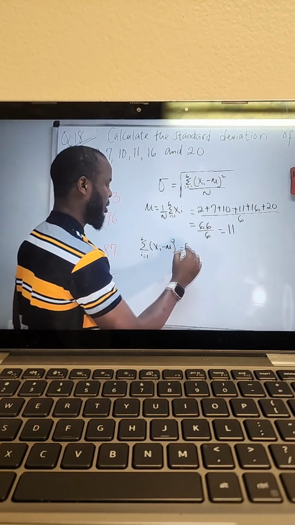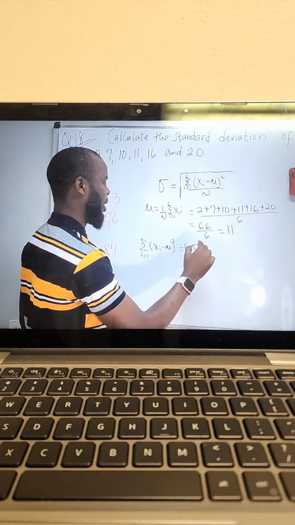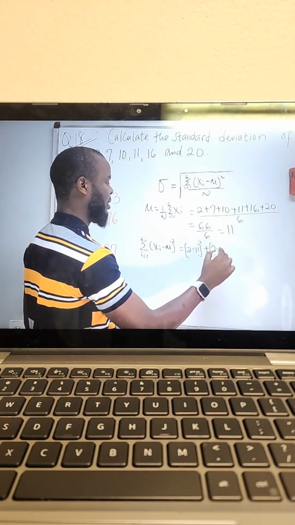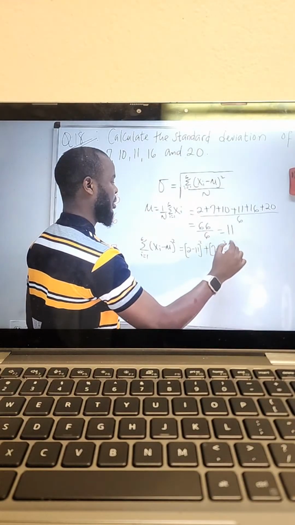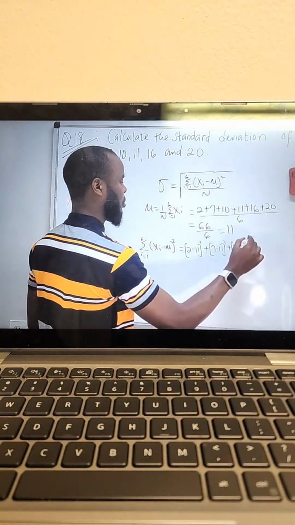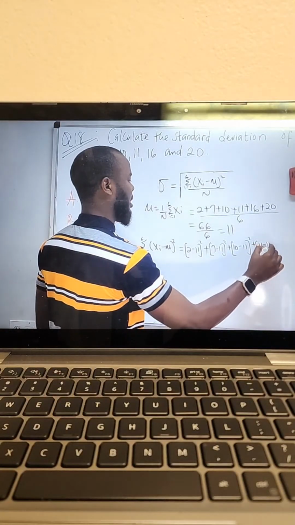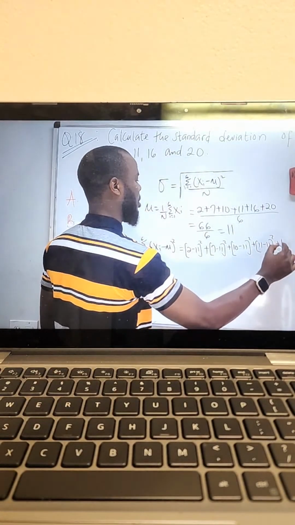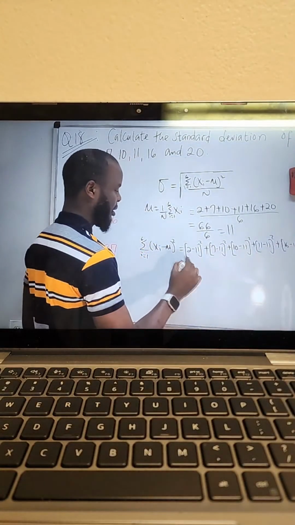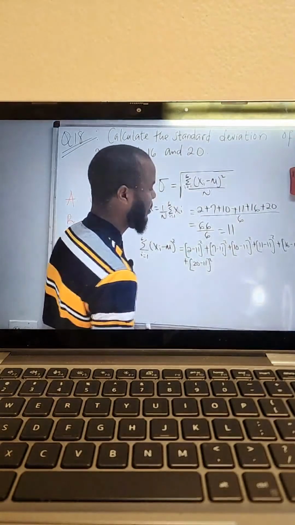The first observation here is 2. So we have (2 minus 11) squared plus (7 minus 11) squared plus (10 minus 11) squared plus (11 minus 11) squared plus (16 minus 11) squared. And lastly, plus (20 minus 11) squared.